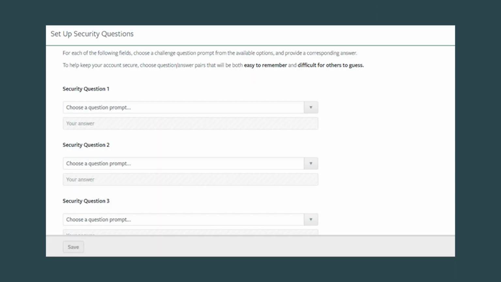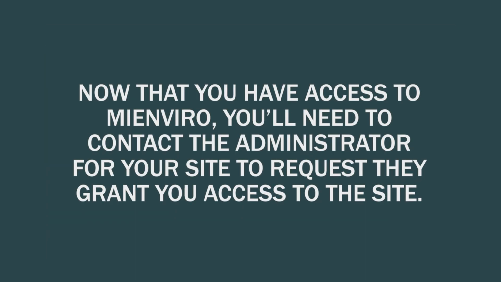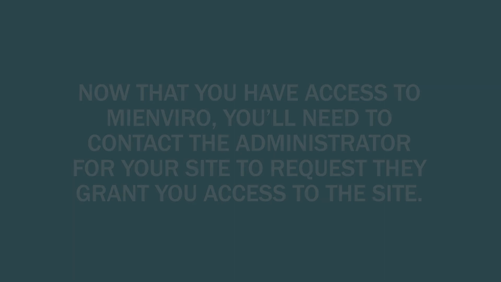Select and answer security questions. Once you've answered 5 security questions, the Save button will be available. Click the Save button to complete creating your account. Now that you have access to MiEnviro, you'll need to contact the administrator for your site to request they grant you access to the site.